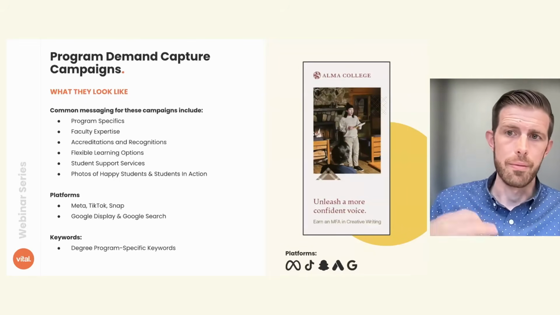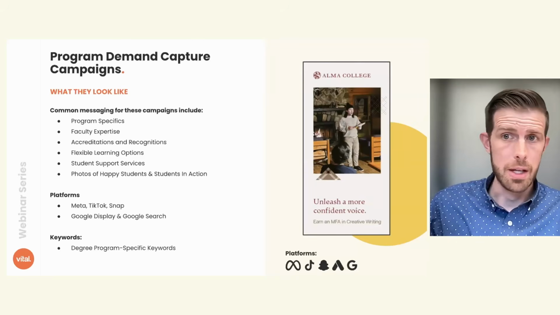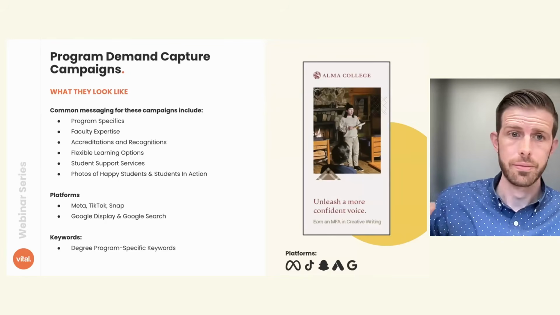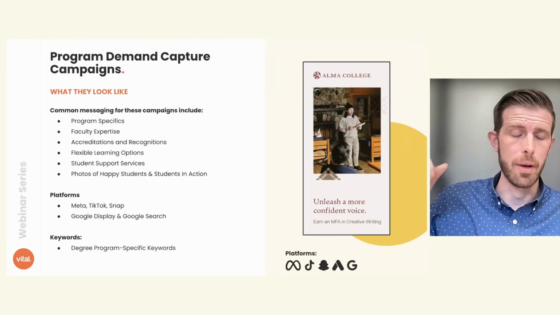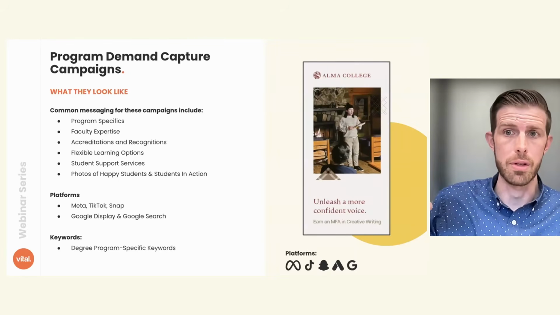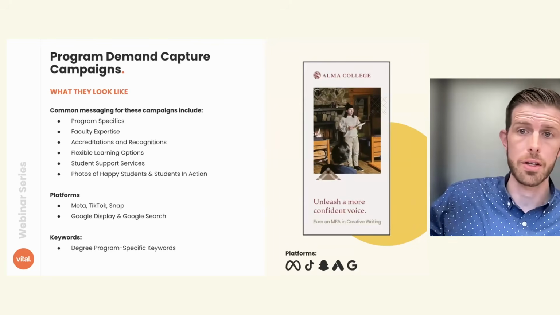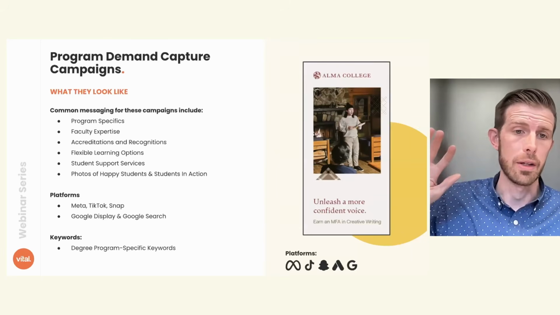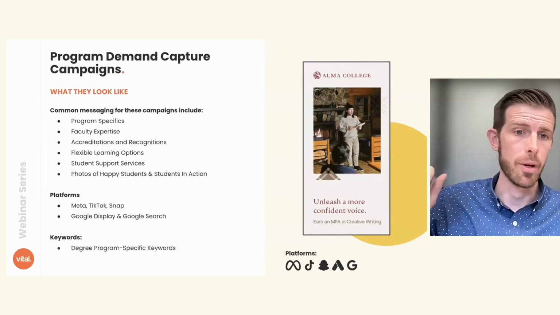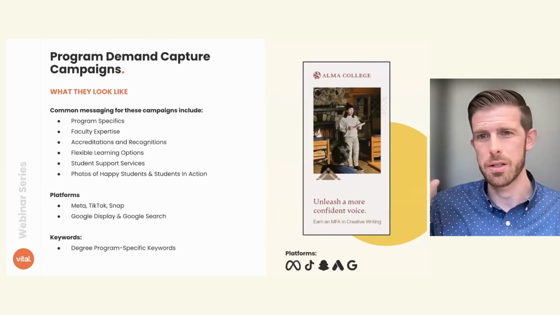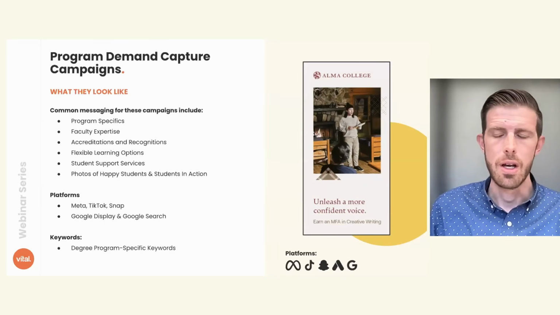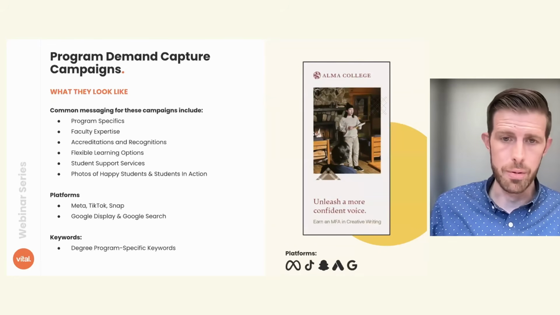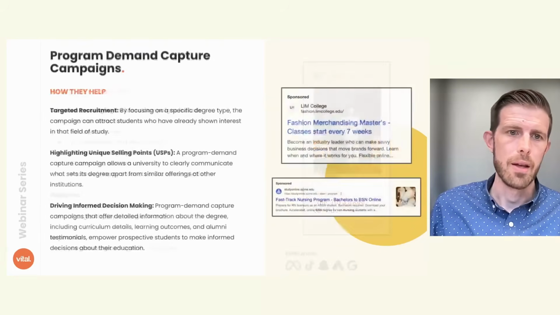When we do creative display campaigns or prospecting campaigns or remarketing campaigns where we're using creative, we are talking about the degree in general. So we're switching from let's talk about the college to let's talk about the specific program that we care about. And let's try to differentiate it. Let's talk about program specifics, faculty expertise, accreditations, recognition, all that sort of stuff. We want to pump up and really sell that program at every chance we can get.